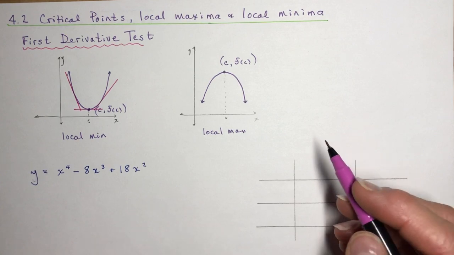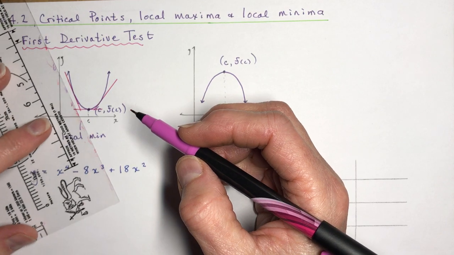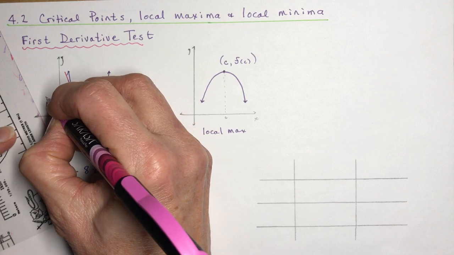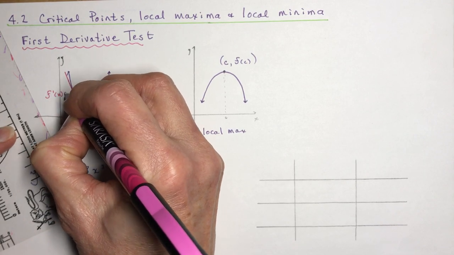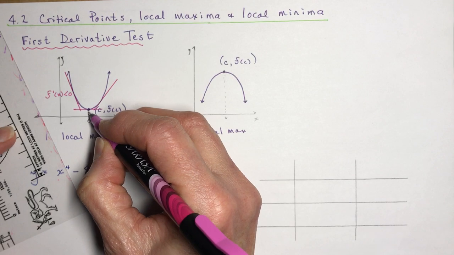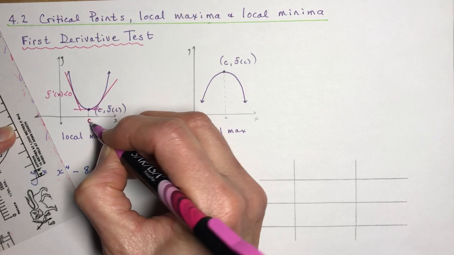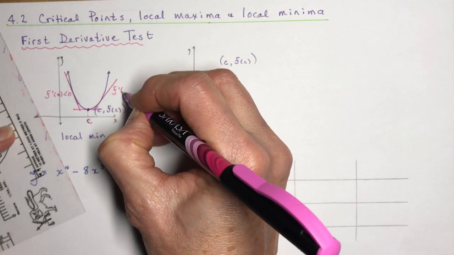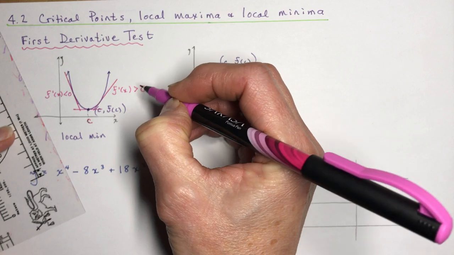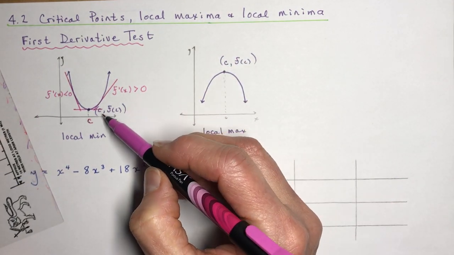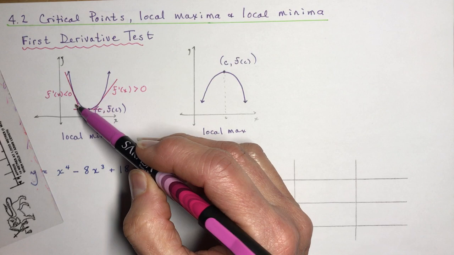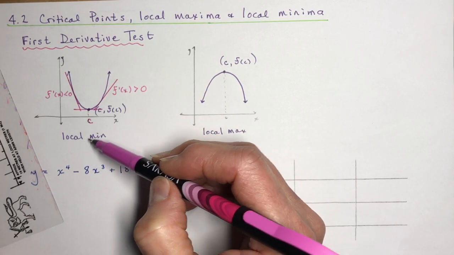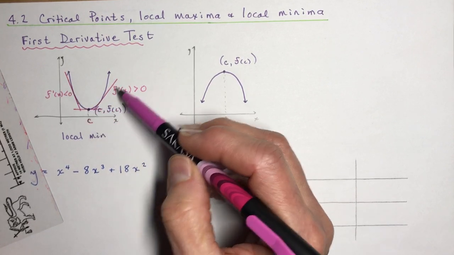So remember that if you have a local minimum, we're talking about the slopes. So the slope on this side of the function is negative. So this would be f prime x is less than 0. Here is where we find our critical value. And again, that's where the slope is 0. And on this side, we have f prime x greater than 0. So in order for you to have a minimum value, you have to go from negative slopes on one side to positive slopes on the other. And that gives you a local minimum. It's pretty obvious, right, when you look at it.